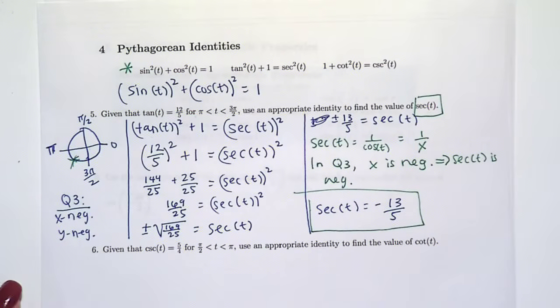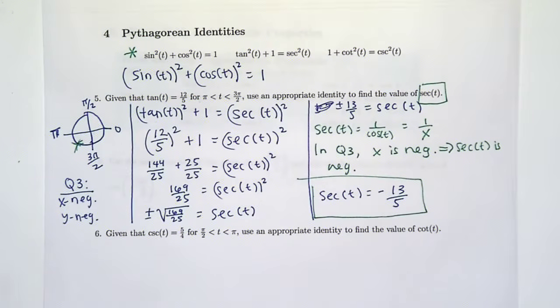All right, let's do another one of these problems. It says, given that cosecant of t is 5 over 4 for an angle t between pi over 2 and pi, use an appropriate identity to find the value of cotangent t.